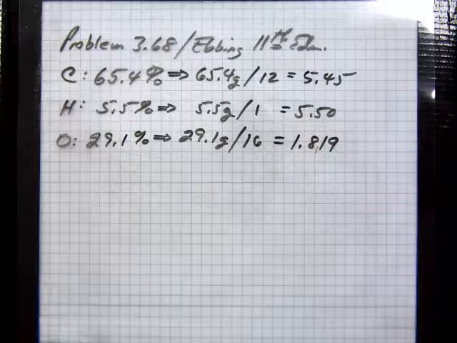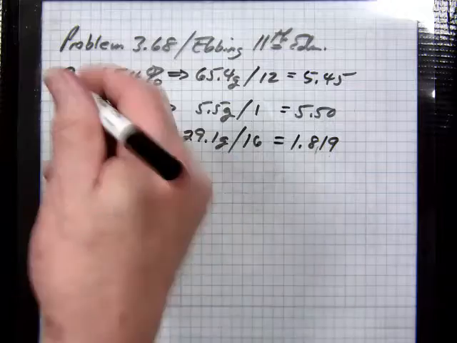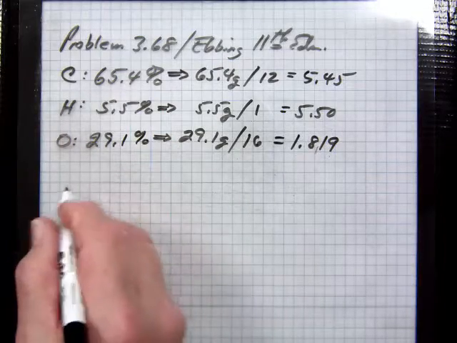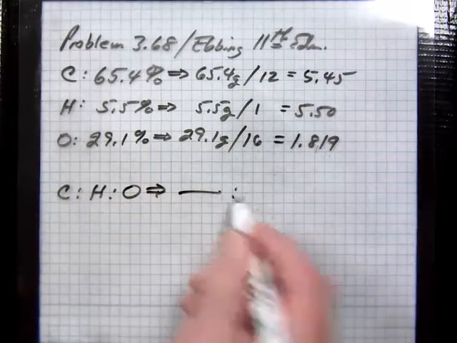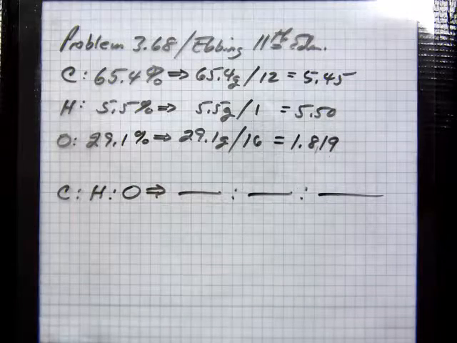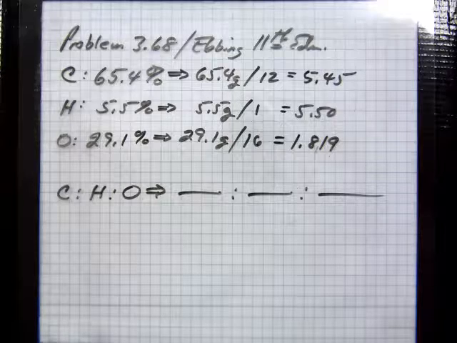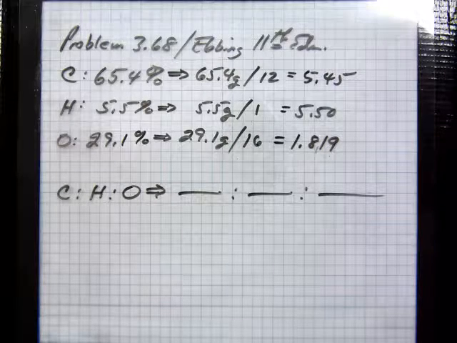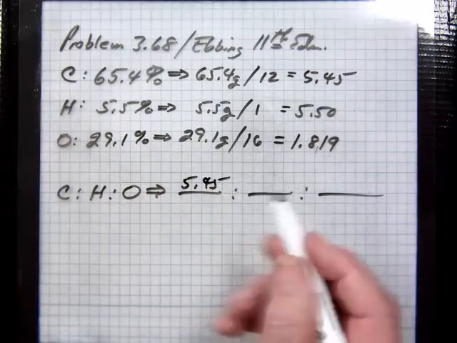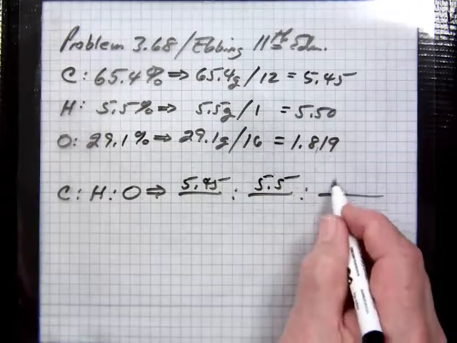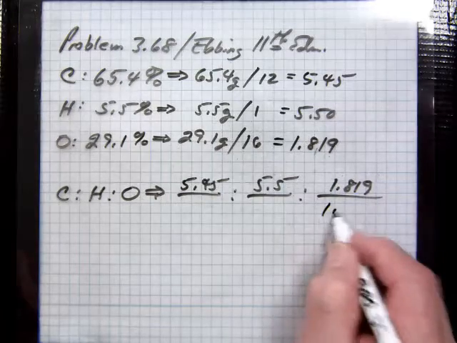Okay, so now we want to set up the ratio and reduce. So I'll combine those two. We have a 3-element compound. So I want to have carbon to hydrogen to oxygen, 1 blank, 2 blanks, and a 3rd blank. And then we reduce that by dividing by the smaller of the set of mole numbers, and that normalizes it to the empirical ratio. So each carbon is 5.45, and it's 5.5 and 1.819. So we divide by the smaller, 1.819.